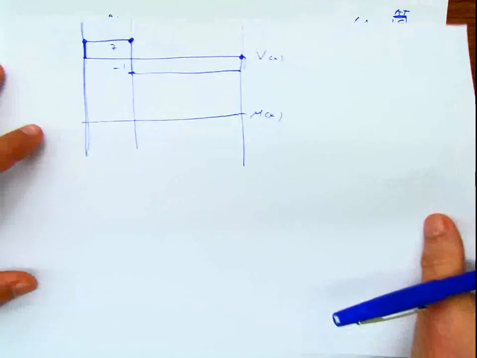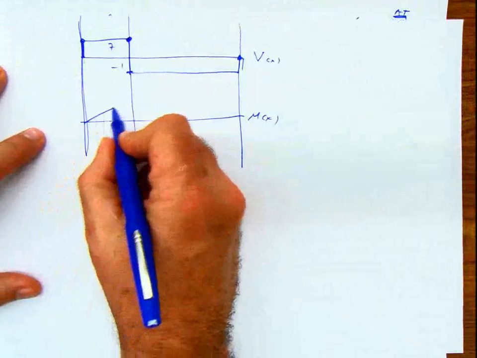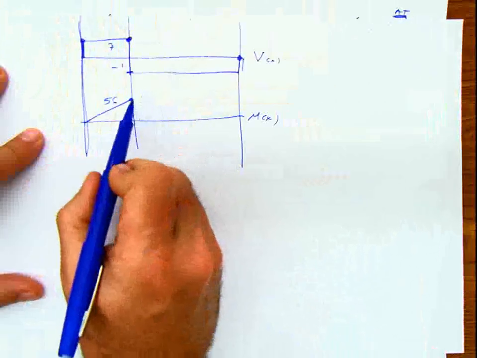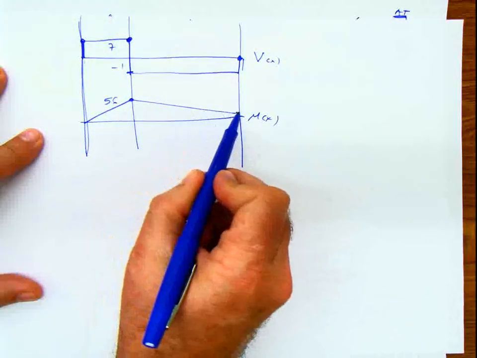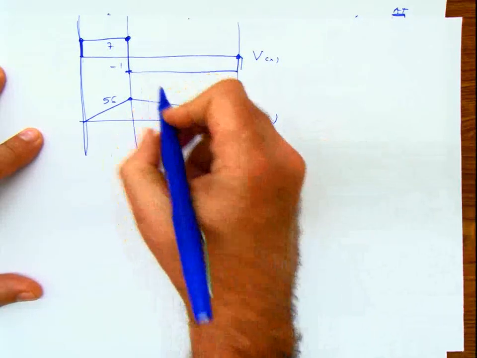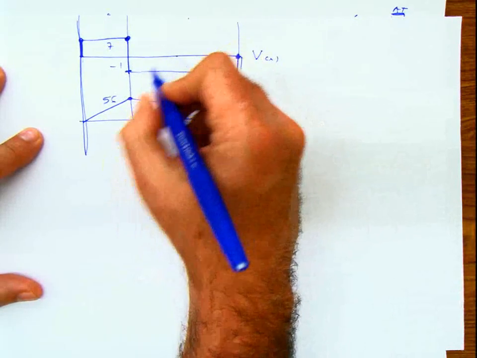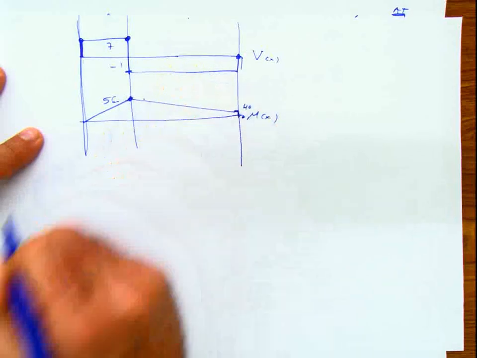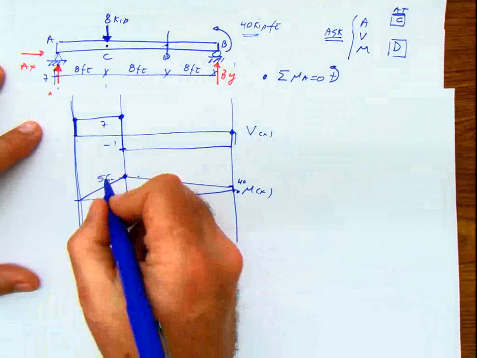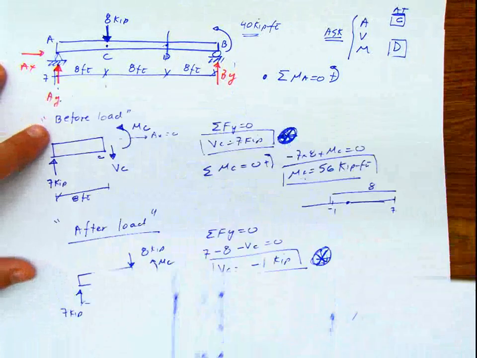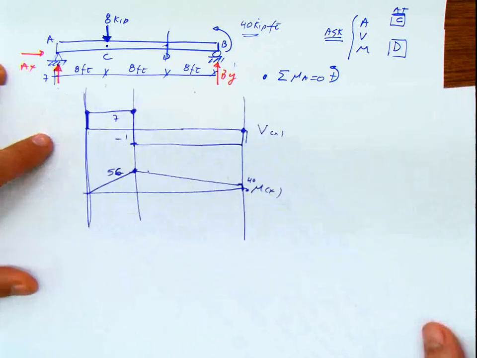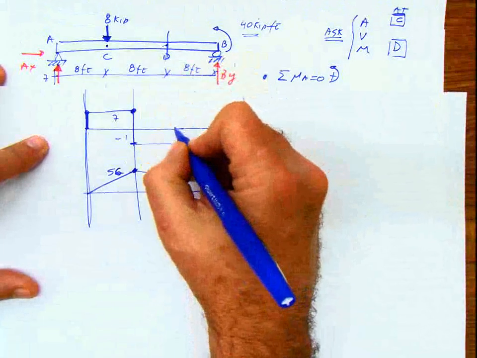Now, when looking at the moment, here it is going to be 56, and it's going to go up to 40, and it's going to close at 0 here also. But at the point where we calculate the moment here, 56 before and after is the same. It didn't change at all. And that's exactly the same values that we are getting by doing the sections. 56 and 56 here.